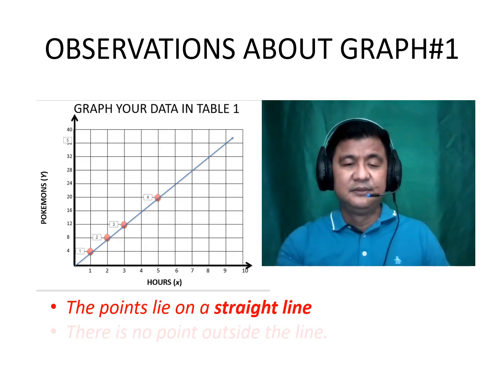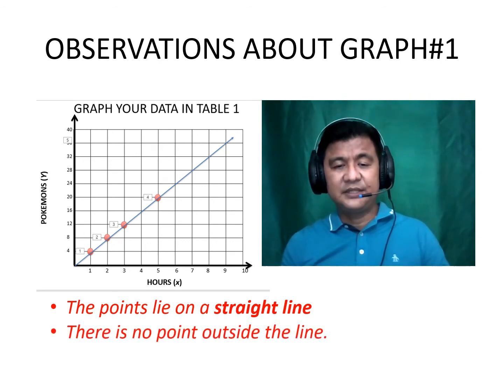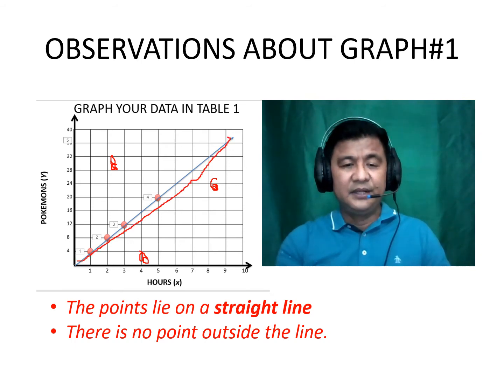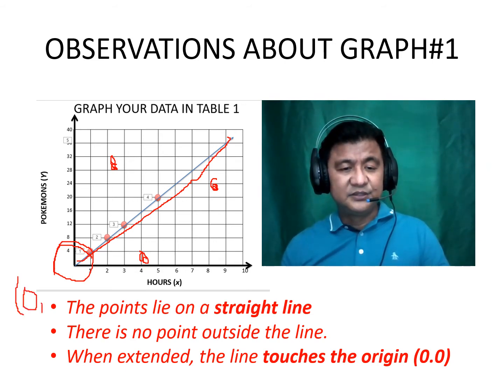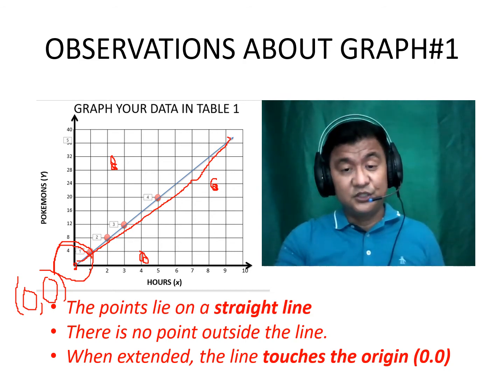What else? There is no point outside the line. There is no extra point, for example, here. There's no extra point there. There's no extra point there. They're all in one straight line. Awesome. What else? When extended, the line touches the origin. Remember that? That's the origin, the 0, comma, 0. When x is 0, y is also 0. It touches the origin. So those are the two conditions we learned.